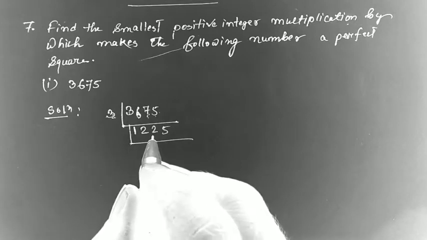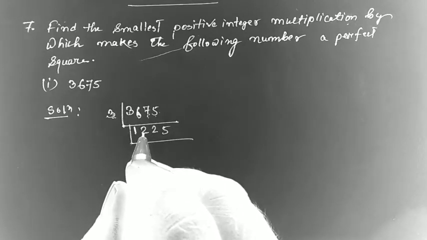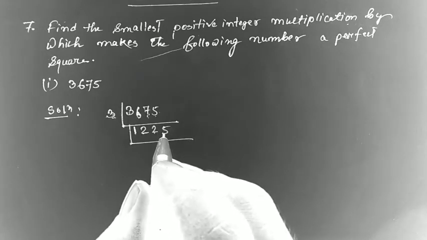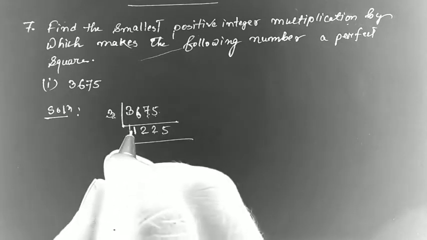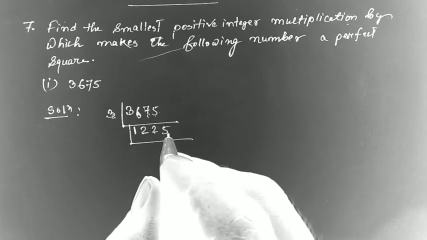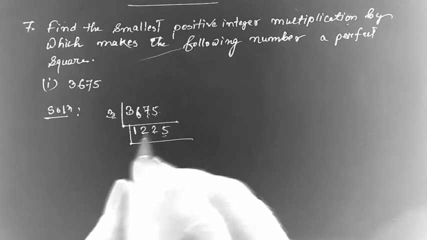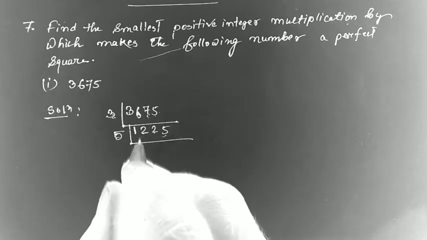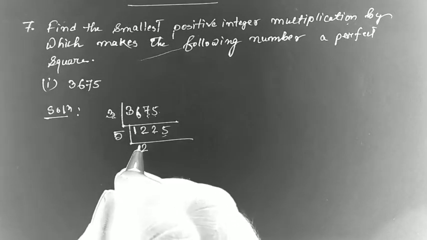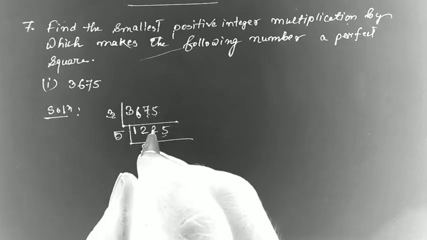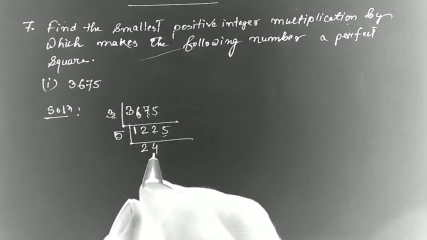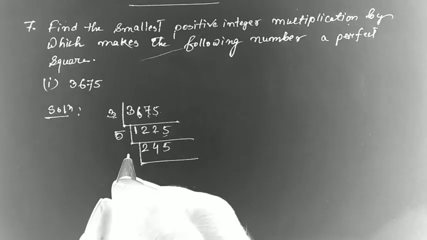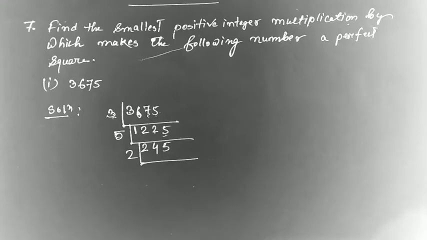You can see again, 1 plus 2 is 3, 3 plus 2 is 5, 5 plus 5 is 10. So it does not divide by 3, so we have to see with 5. Since the unit place is 5, the number is divisible by 5, so divide by 5. 5 divides 12 two times, carry 2. 5 divides 22 four times, carry 2. 5 divides 25 five times. Again this is divisible by 5.